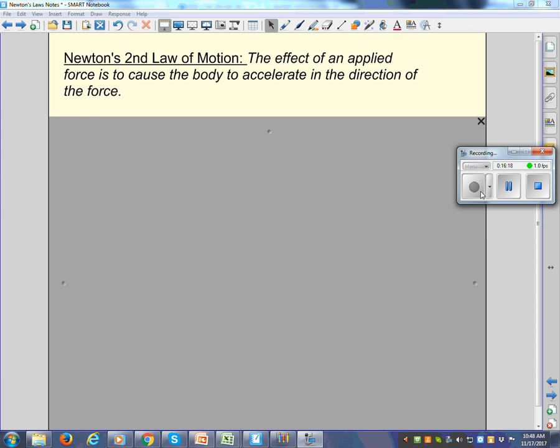So, the effect of an applied force is to cause the body to accelerate in the direction of the force. If I apply a force, it accelerates. It goes from at rest to not at rest, to moving, right? What if I just roll it down the floor here, Hunter? And, oh, I ran into the table. What happened? Hey guys, I'm actually teaching here. When I ran into the table, what happened? The table leg applied a force to it, right? And it stopped.